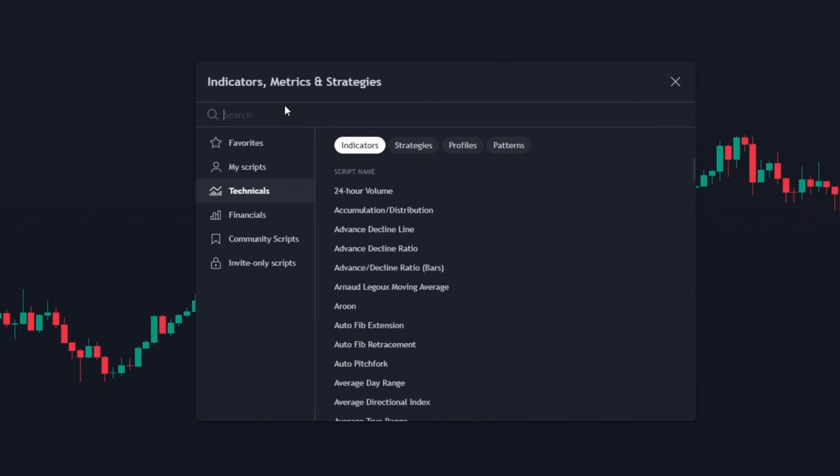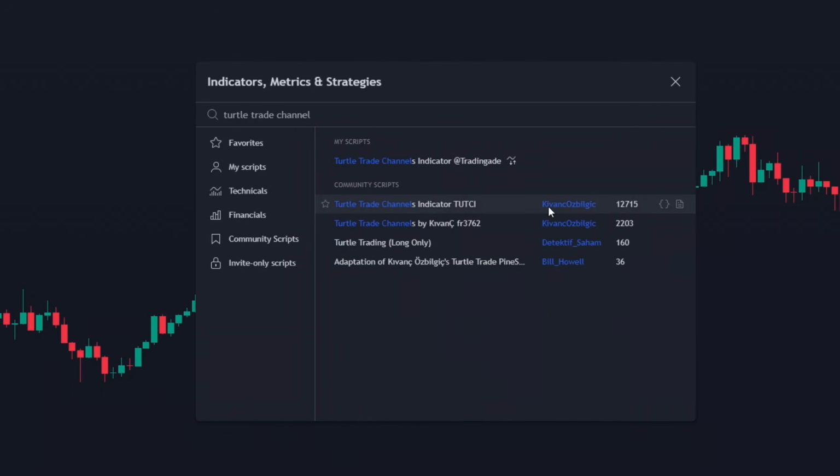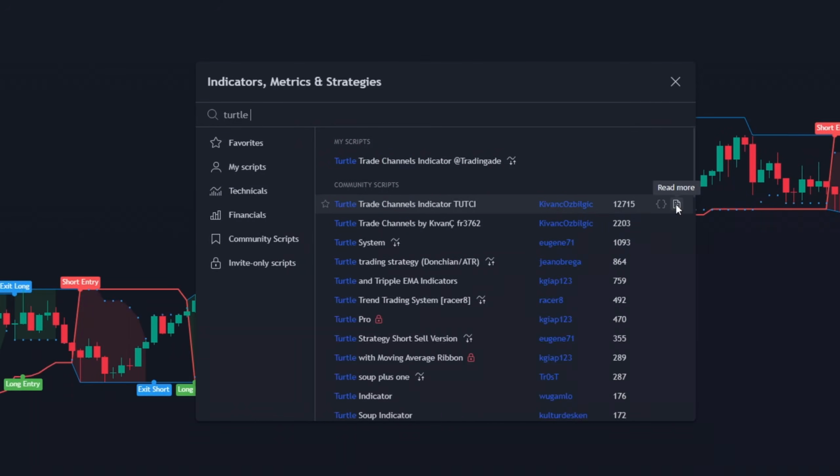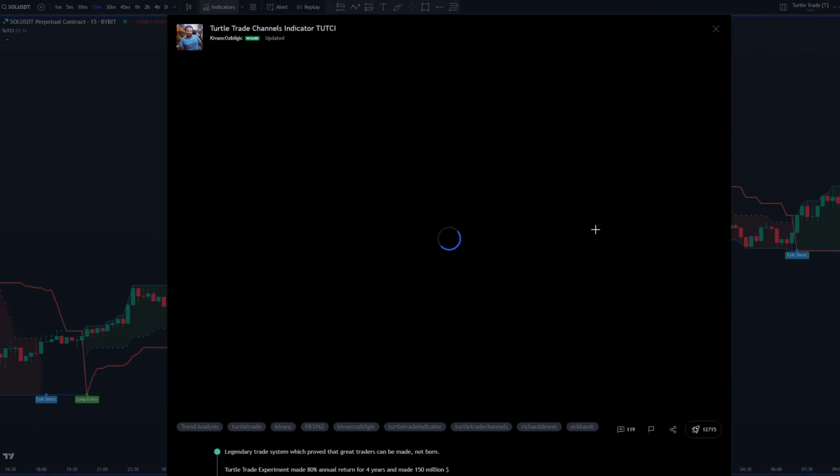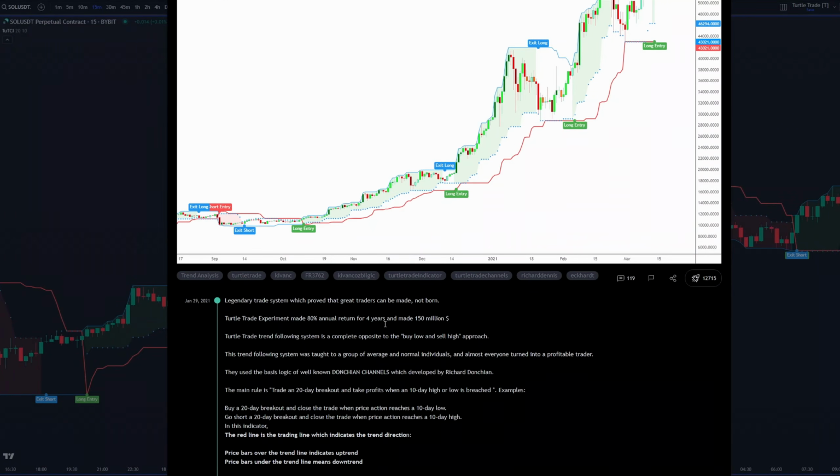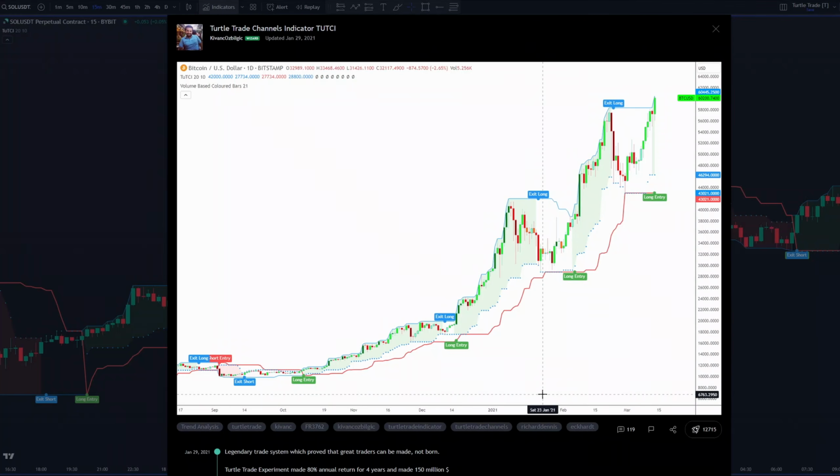Let's type turtle trade channel and open this one. By opening the documentation of the indicator, we can see a brief explanation about the strategy. You can go and watch it, but just to recap the overall rules, this is a trend following strategy, but in reality it is based on breakout.